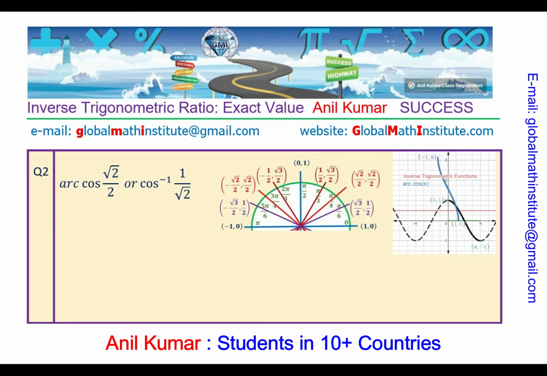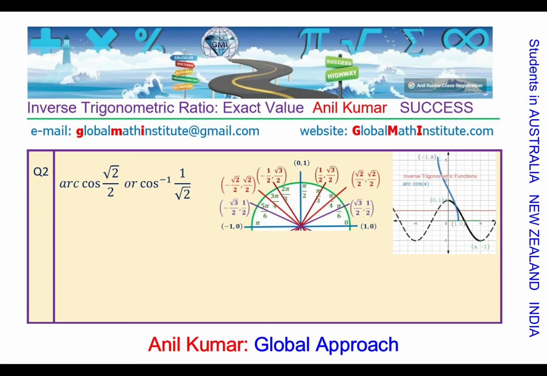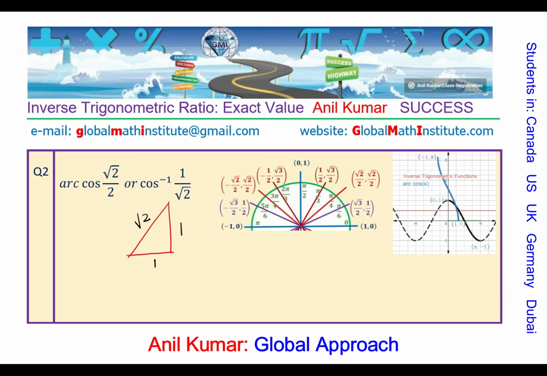Now let's move on to question number 2, where we have the value of cos inverse of 1 over square root 2, or arc cosine square root 2 over 2. Well, whenever we talk about square root 2 over 2, then we are looking into the special triangle, which is pi by 4, right? So in pi by 4, we know the sides are 1, 1 and square root 2, correct?